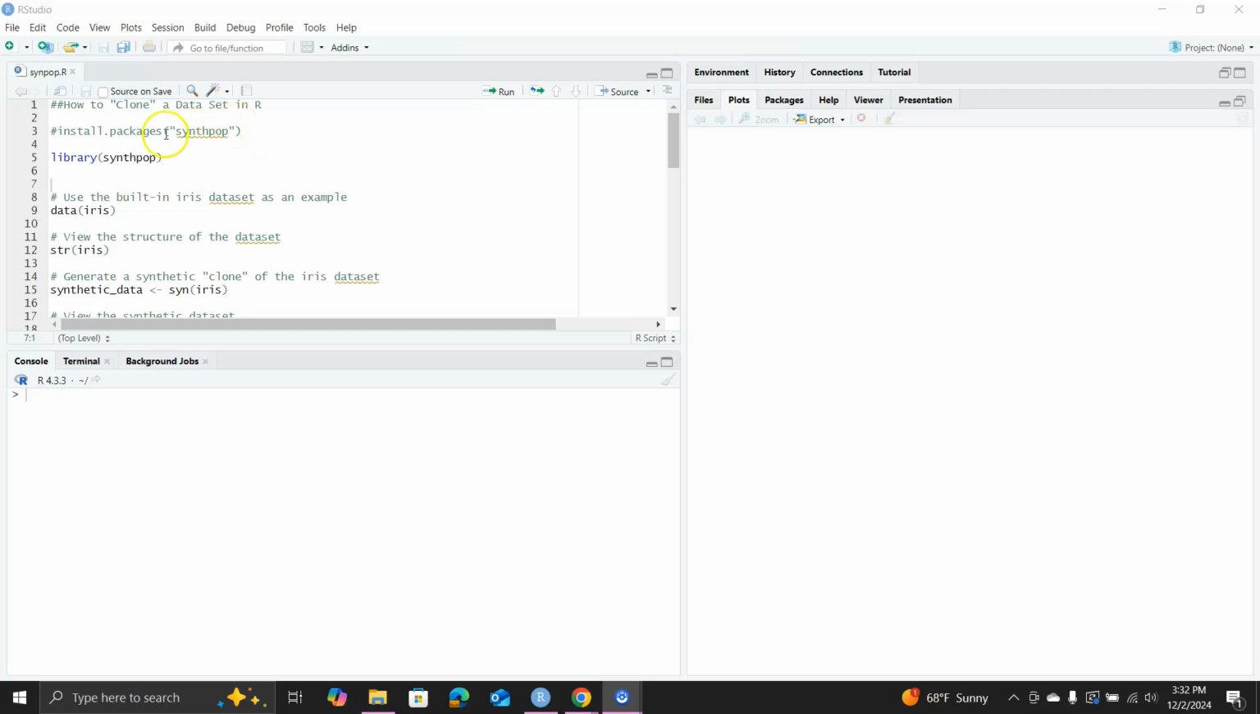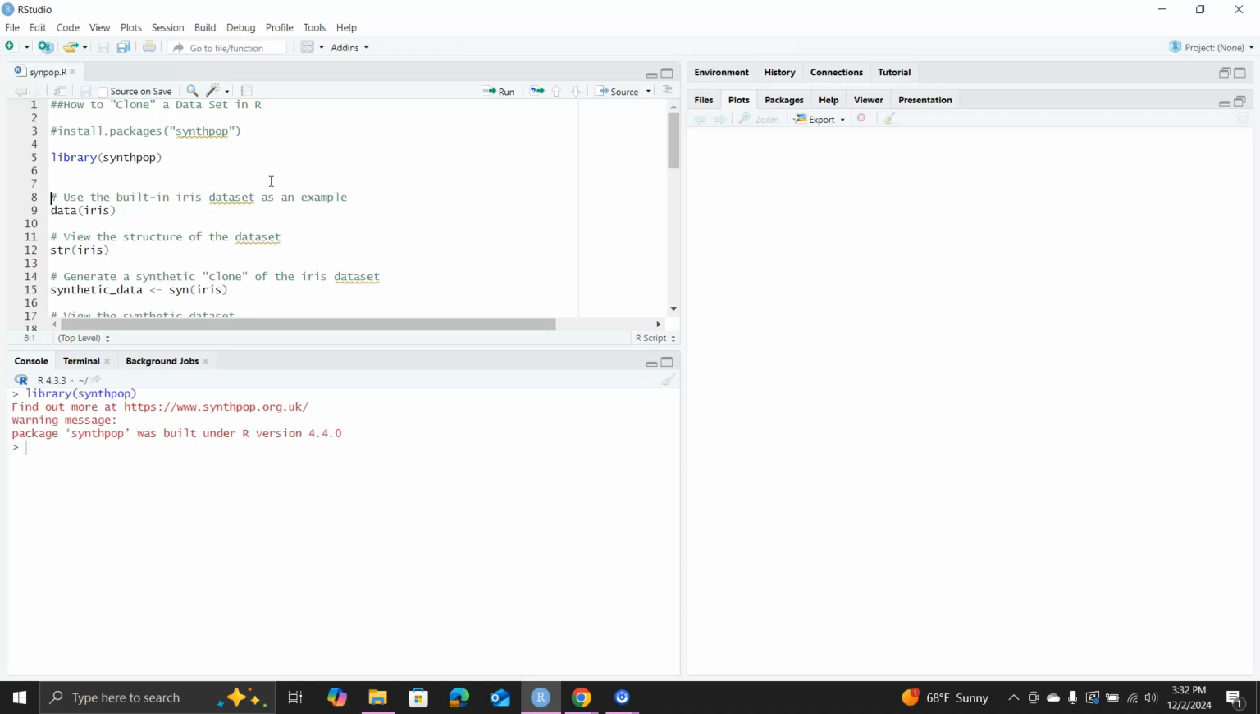Hello, in this video, I want to show you how to clone a data set in R, okay? And you'll see what it means by clone a data set. The R package we need is called synthpop, the synthetic population package. If you don't have it in your RStudio, you can install the package.